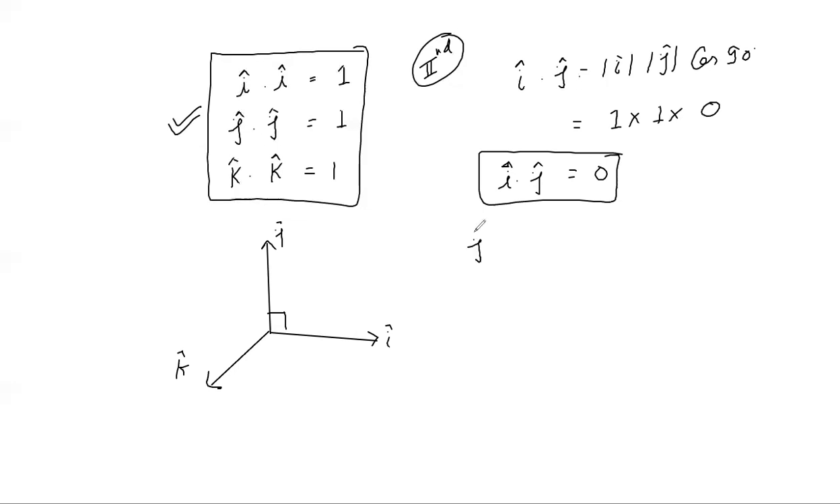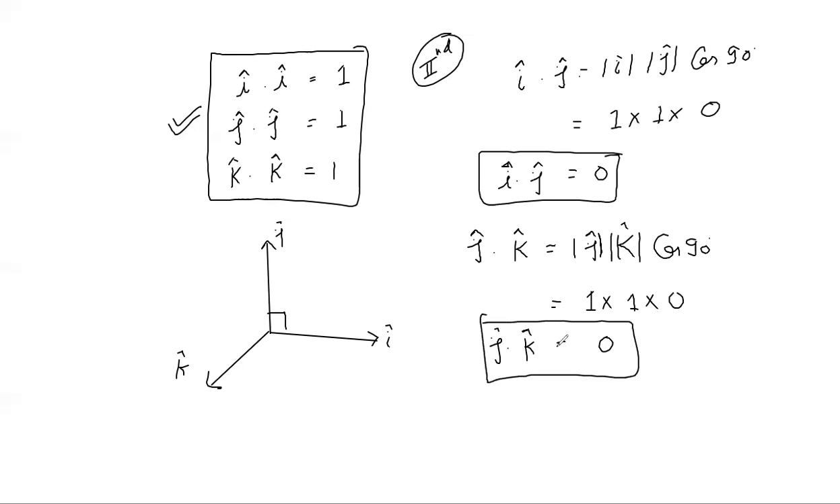In the same way, if we take the dot product j dot k, then what we get? Mod j mod k into cos 90. So mod j equal to 1, mod k equal to 1, and cos 90 equal to 0. So j dot k equal to 0. Okay, this point is clear. This is the second point. First point is clear. Second point is also clear. j dot k equal to 0.